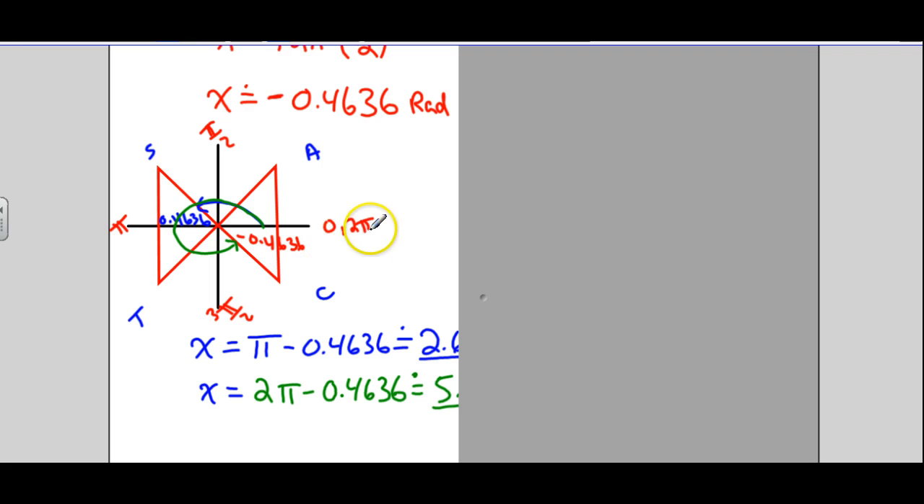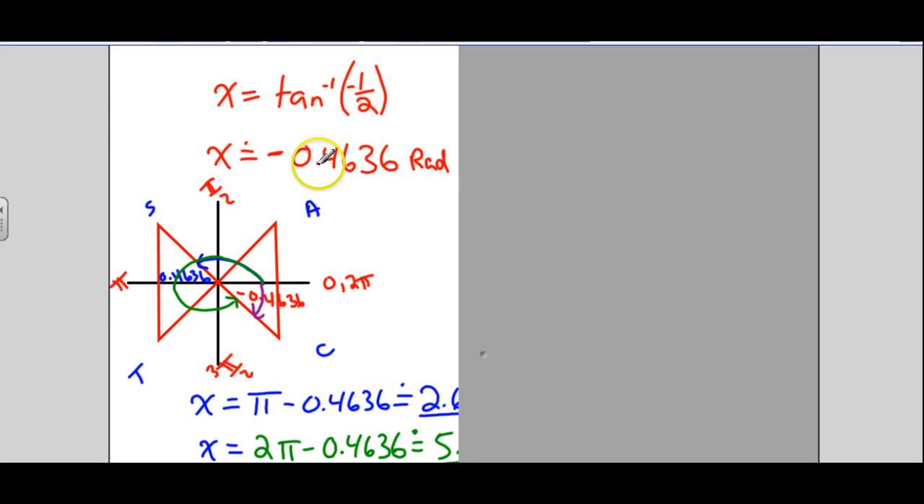Well, if we think about the fact that this is 0 over here and eventually 2 pi as we go all the way around our circle, this is pi over 2, pi, and 3 pi over 2. Negative any angle will be sort of rotating clockwise instead. So the first step is this is the negative 0.4636, but the range of answers we're looking for are those that are in the 0 to 2 pi interval.